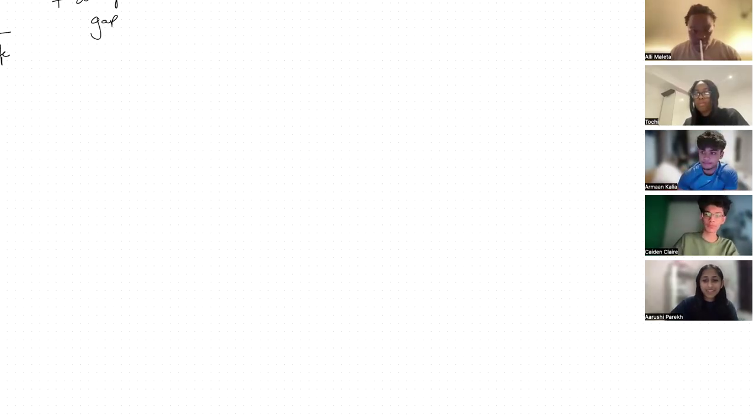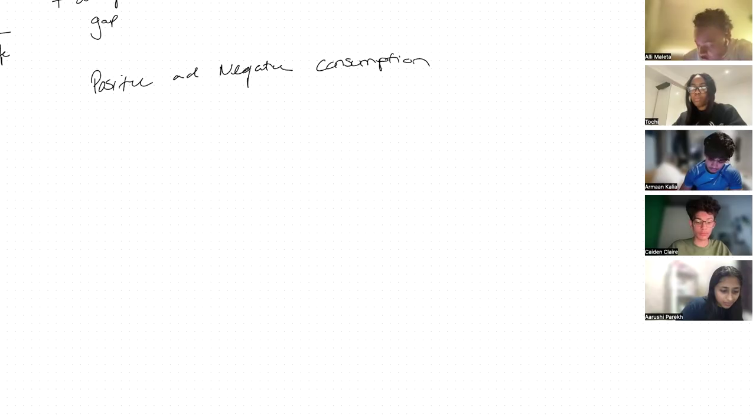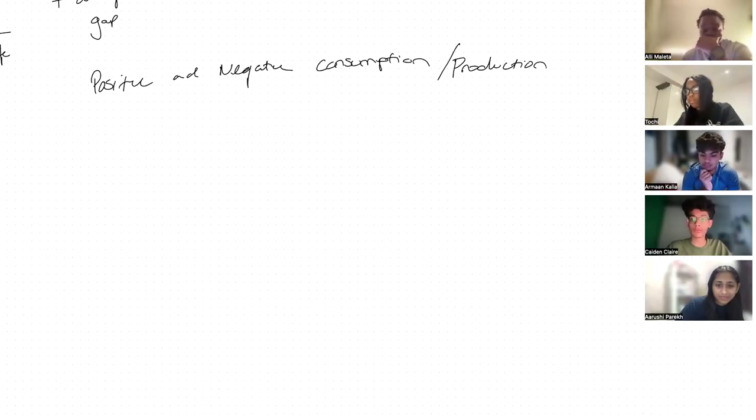So Armin, I believe you said you wanted to go through externalities in consumption and production, understand why they lead to under or over consumption. All right, that's fine. So we're going to do positive and negative consumption slash production. Anyone got anything else that they would like us to brush up on, cover? Could we just pass over AD and the level of economic activity, if that's okay?